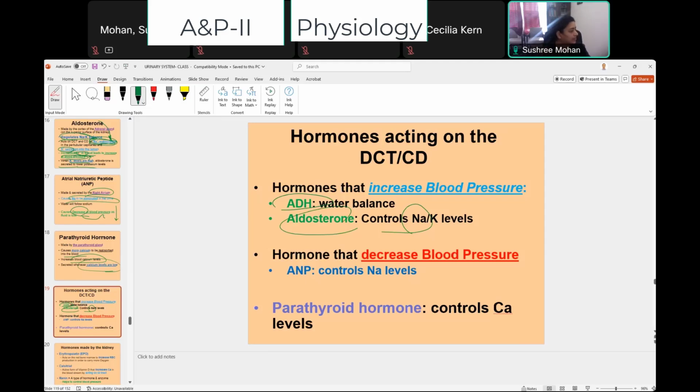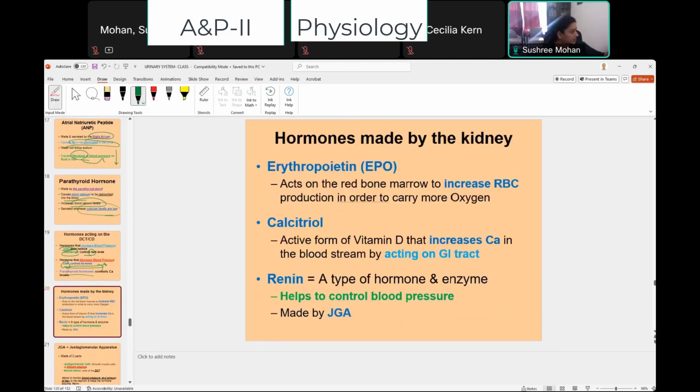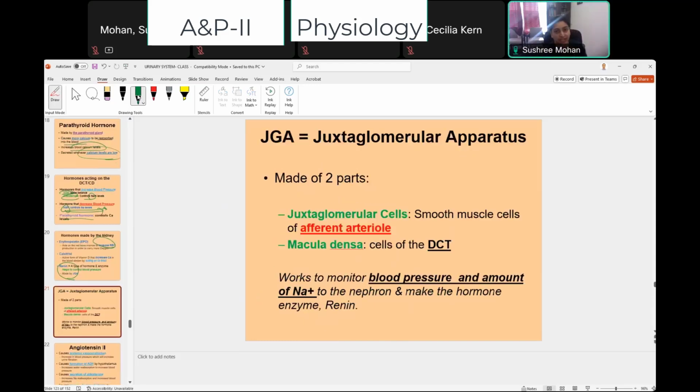The hormone that decreases the blood pressure is ANP, because this guy will kick out the sodium and it will kick out the excess water. And parathyroid controls calcium. Erythropoietin, from the red bone marrow, increases RBCs. Calcitriol, the conversion of calcidiol into calcitriol by the kidneys. And then renin, whenever the blood pressure drops, renin acts. I already explained to you angiotensinogen converting into angiotensin 1, 2, and then how it increases the blood pressure.